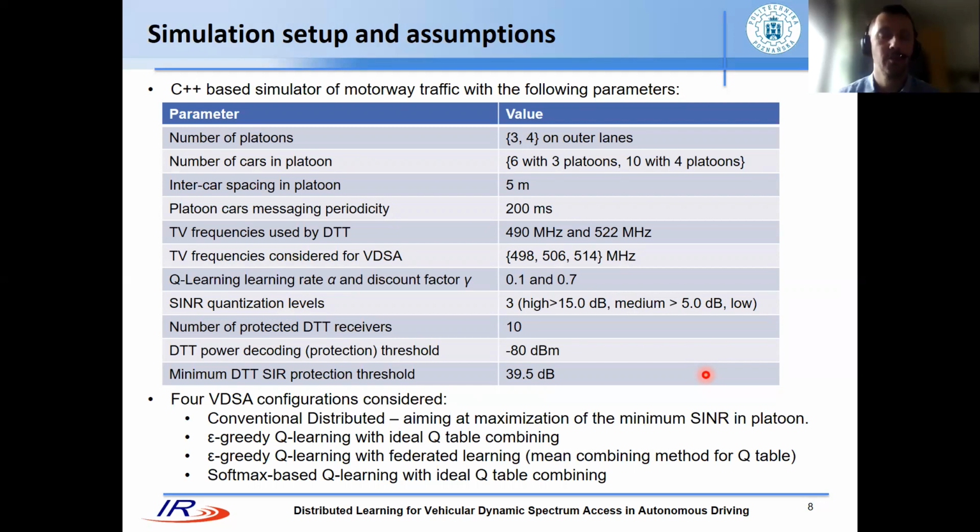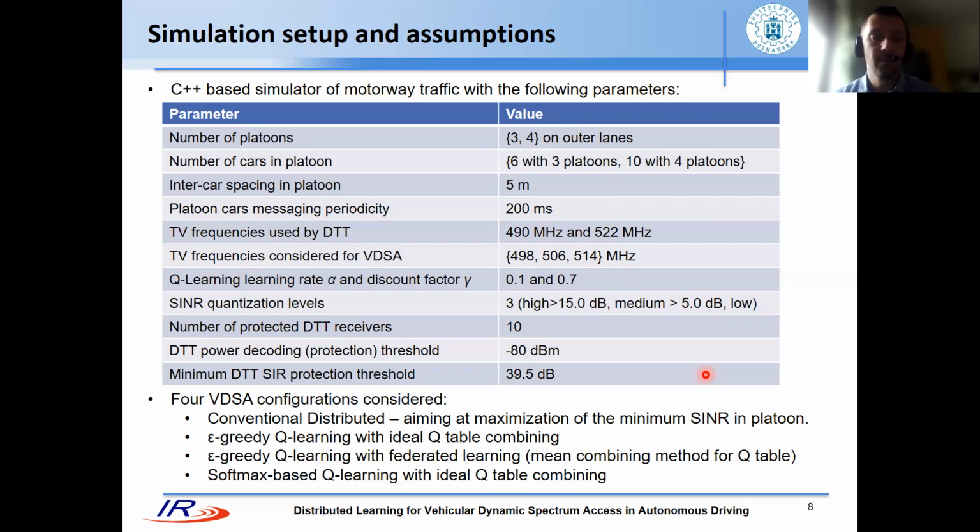We have 2 bands used by the DTT transmission, so it's at 490 megahertz and 522 megahertz, and we have 3 VDSA bands available for VDSA in between these, so at 498, 506, and 514 megahertz. We use the learning rate of 1/10 for the Q-learning and the discount factor of 7/10. We consider 3 quantization levels, and we have 10 DTT receivers in the vicinity of our motorway, which need to be protected with the minimum power protection threshold of -80 dBm and the DTT SIR protection threshold of 39.5 dB.